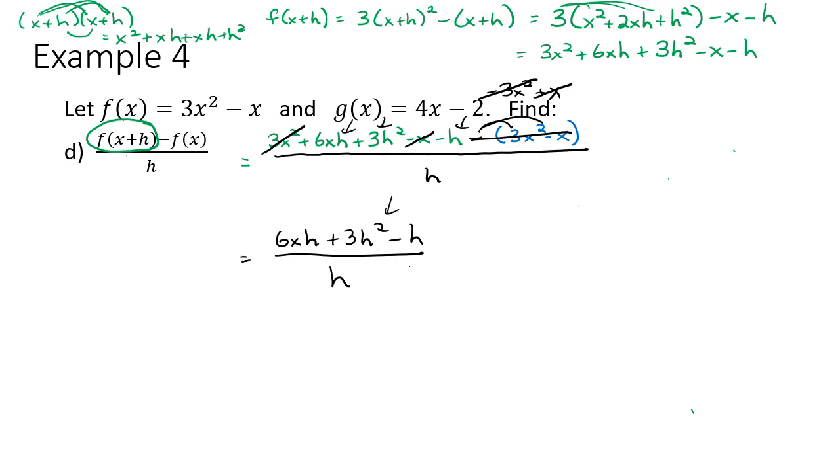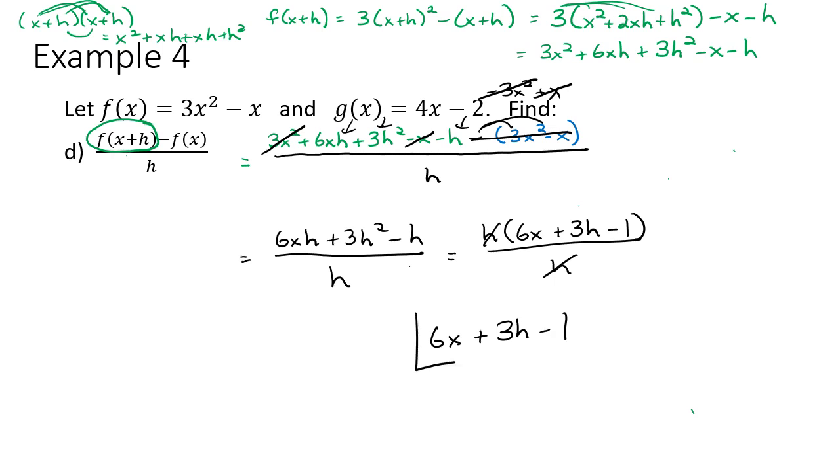But then you'll notice that there's an h in common between every term in this fraction, so we can reduce. If I factor an h out of the numerator, that would leave me with 6x plus 3h to the first power minus 1. And then that will reduce. And so this is as simple as it gets. This is our final answer. 6x plus 3h minus 1.